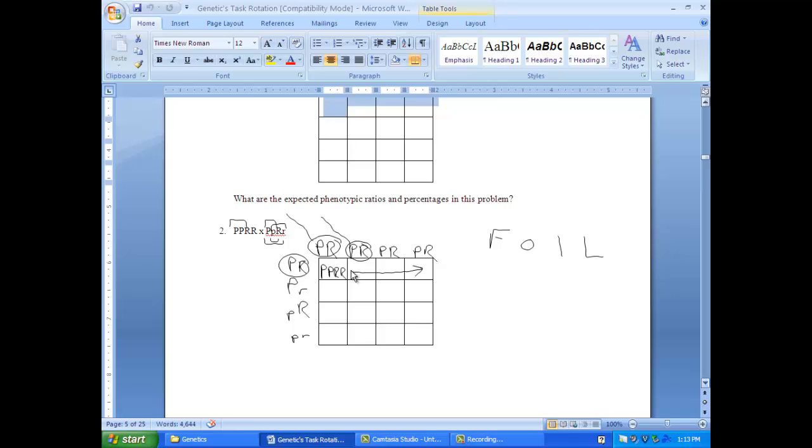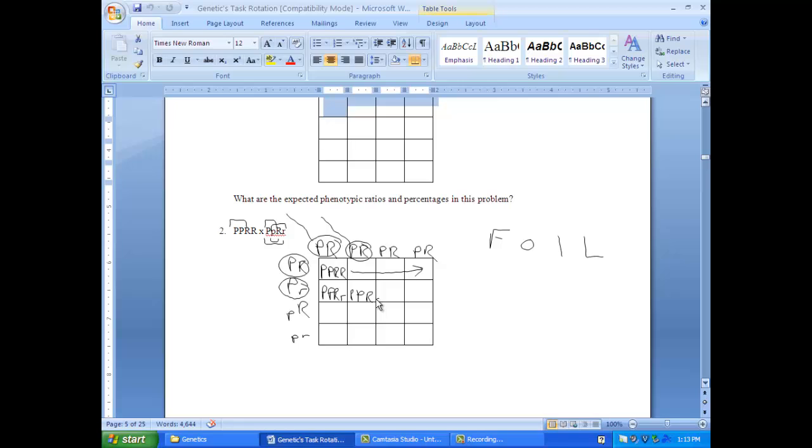They're all the same combination within the sperm cell, so if it fertilizes this egg, they're going to be the same all the way across. Next row: if this sperm cell fertilizes this egg cell, it's going to be big P, big R, small r. This case, it's going to be the same.